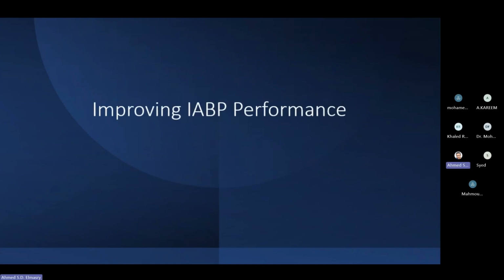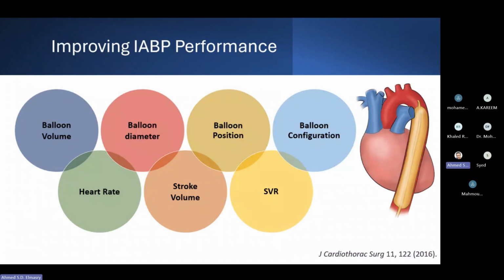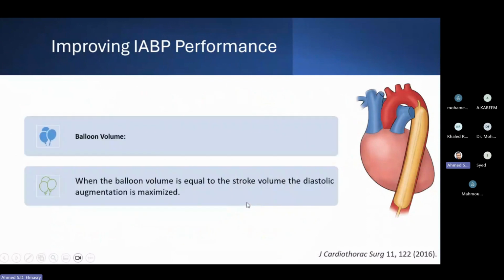So if we have an intra-aortic balloon, how will you be able to improve the intra-aortic balloon performance? There are many factors. If you control these factors, you will be able to improve the intra-aortic balloon performance. Factors related to the balloon volume, heart rate, balloon diameter, balloon position, balloon configuration, stroke volume, and the systemic vascular resistance.